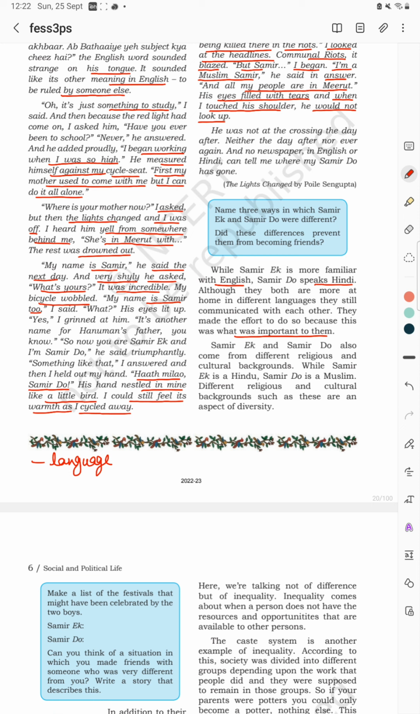Then both Samir 1 and Samir 2 also come from different religions. Samir 1 was Hindu and Samir 2 was Muslim. So they had different cultural backgrounds. They were from different religions and cultural backgrounds.